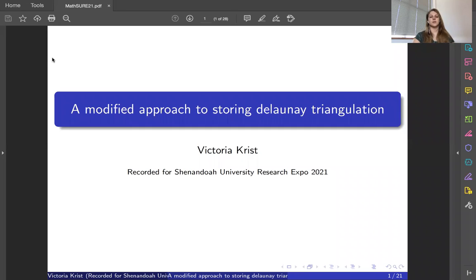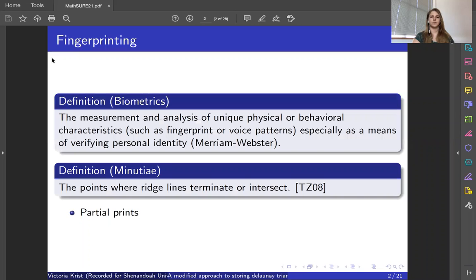Hi, my name is Victoria Krist, and the title of my research is a modified approach to storing Delaunay triangulation.